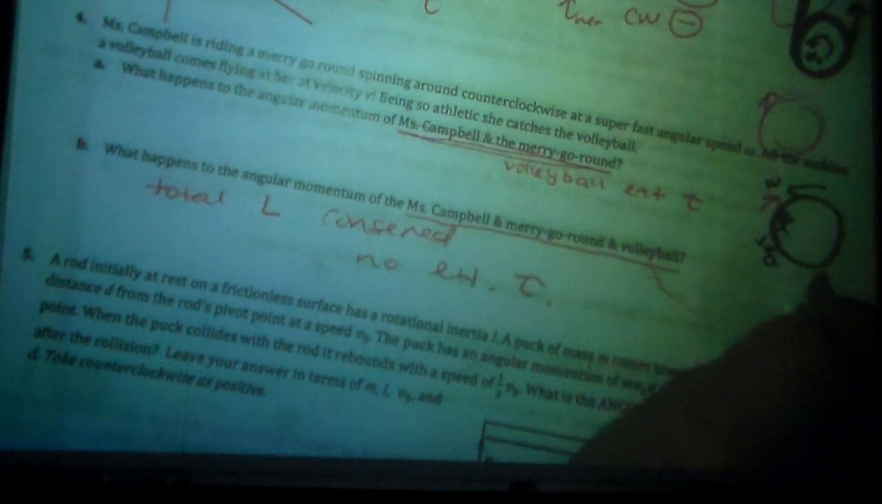If we're talking about the entire system, that's total angular momentum. That is going to be conserved because there's no external torque. Now, if I'm talking about me in the merry-go-round, the volleyball is external, right? Because I'm not including the volleyball. So the volleyball is an external torque, and when I catch it, the volleyball is applying a torque that way, which is against my rotation.